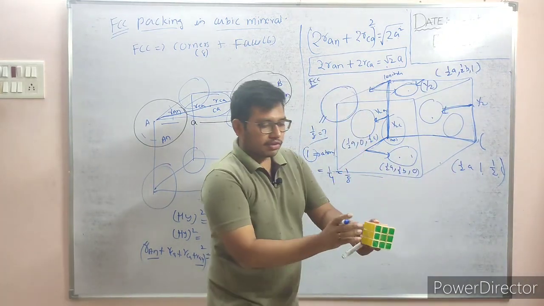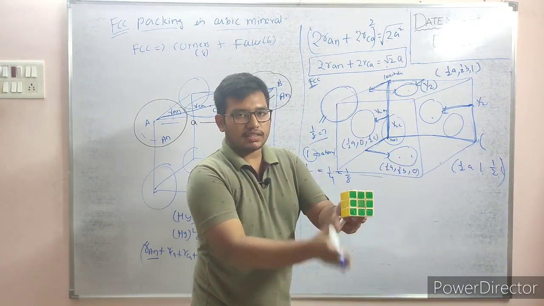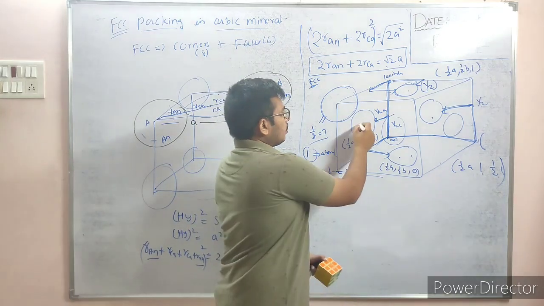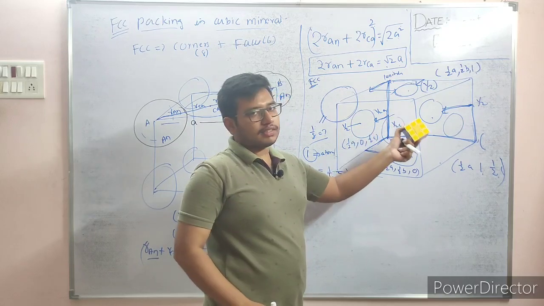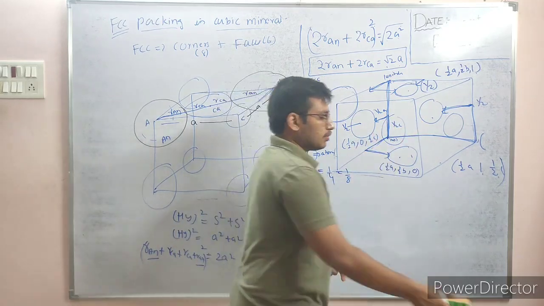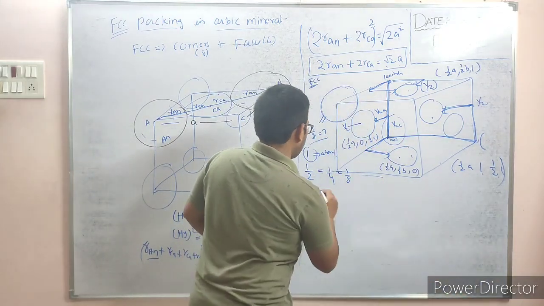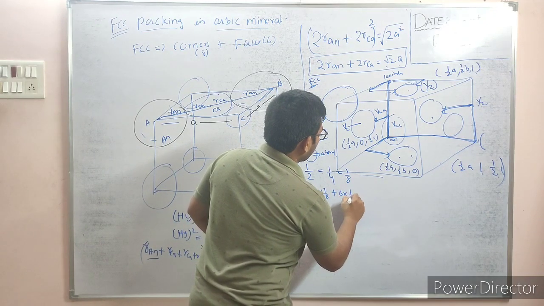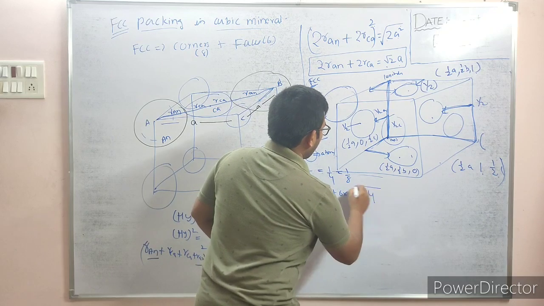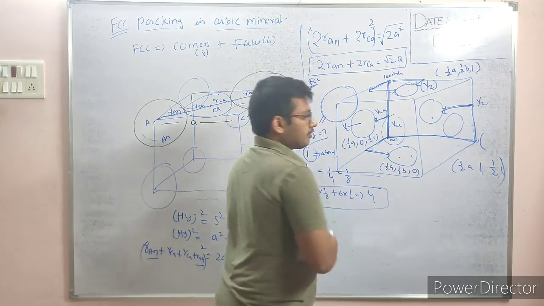And if you cut this also, if a sphere is present here and it is cutting like this, then half of the atom is present. So this atom is contributing half, and like that we have 6 faces with 6 atoms, so it is contributing 6 into half. So 8 into 1/8 plus 6 into 1/2 gives 4 effective number of atoms.